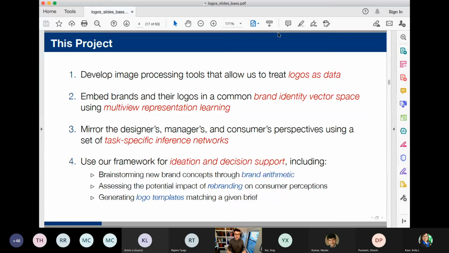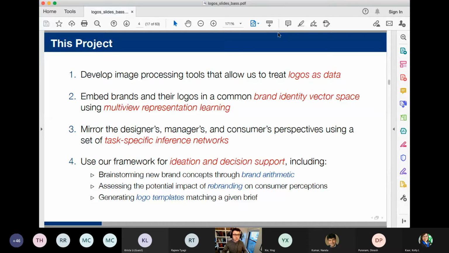This brand identity vector space is essentially going to be the mirror image, or the computer-based image, of that brand landscape that I was just talking about. Then, using a modification of the standard multi-view representation learning frameworks, we're going to be able to build into this model what we call task-specific inference networks that are going to allow us to mirror, again from a model-based perspective, the perspectives of the designer, manager, and consumer.